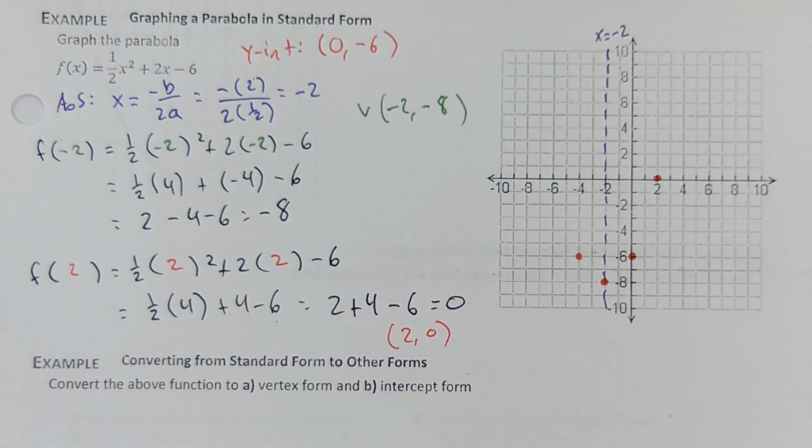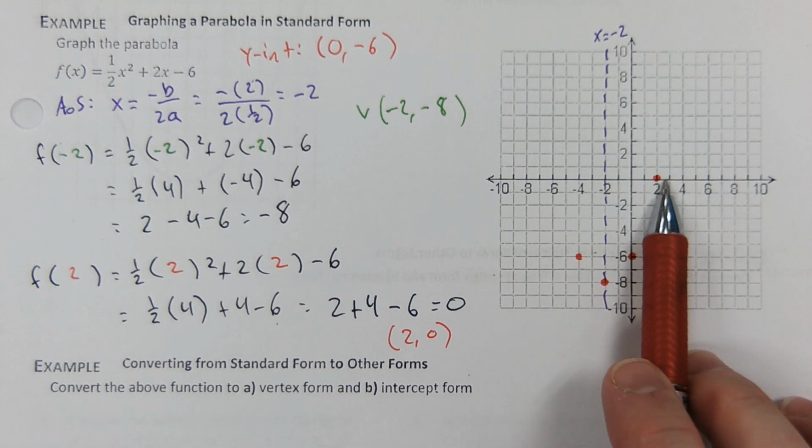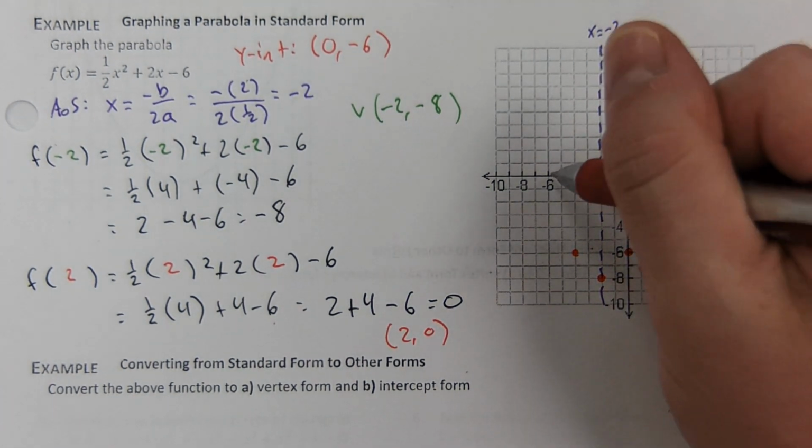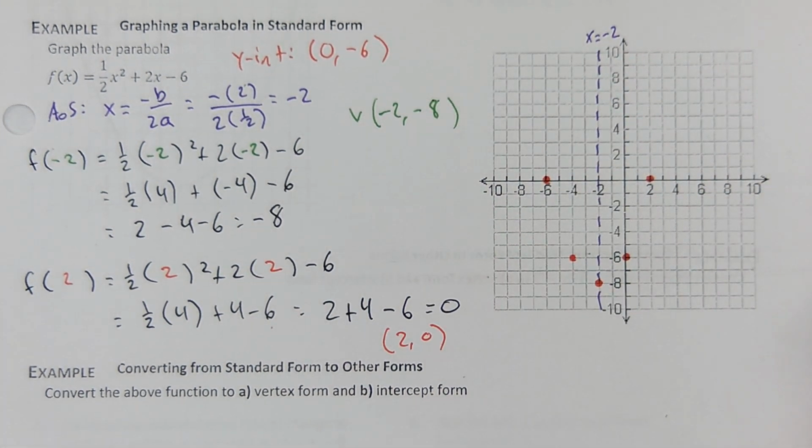A solution. And since that is 4 to the right of the purple line, there's one that's 4 to the left of the purple line. And I'm going to connect my dots.